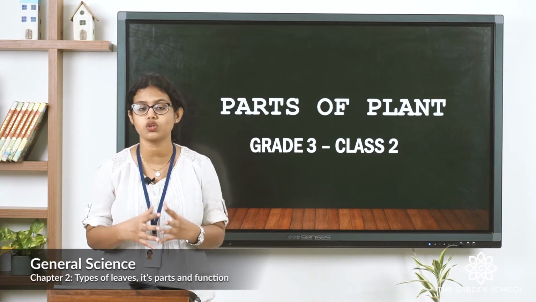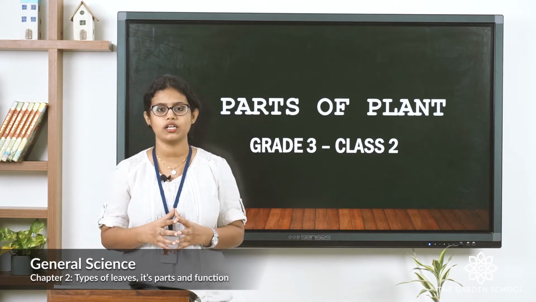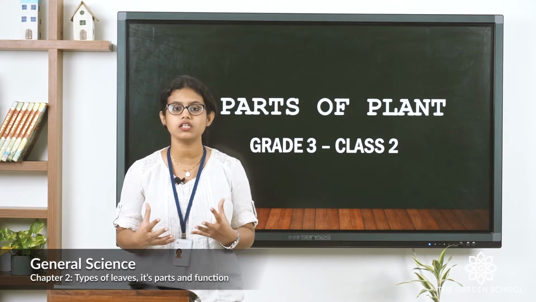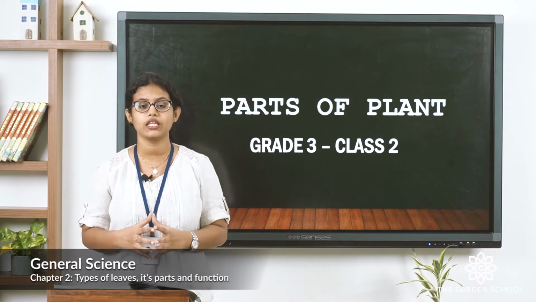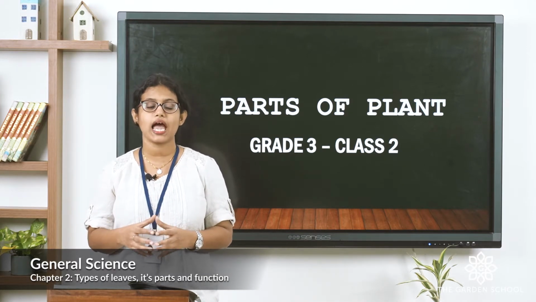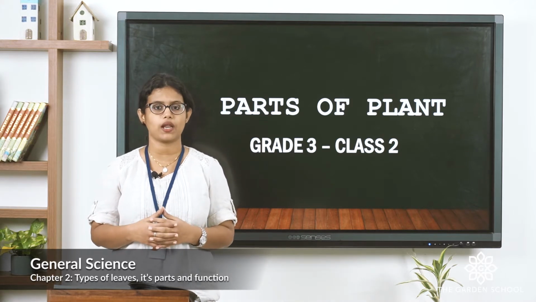What is the main function of the root? It holds the plant firmly to the soil and it gets water and minerals from the soil. And what is the main function of the stem? It erects the plant and it carries water and food to all parts of the plant.